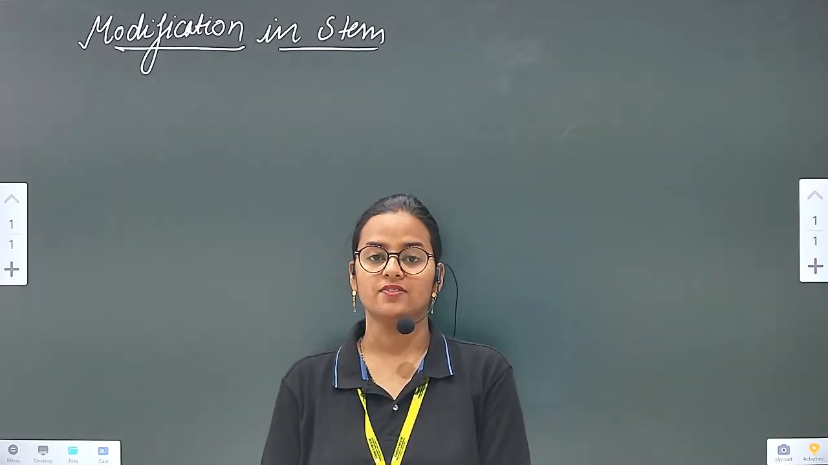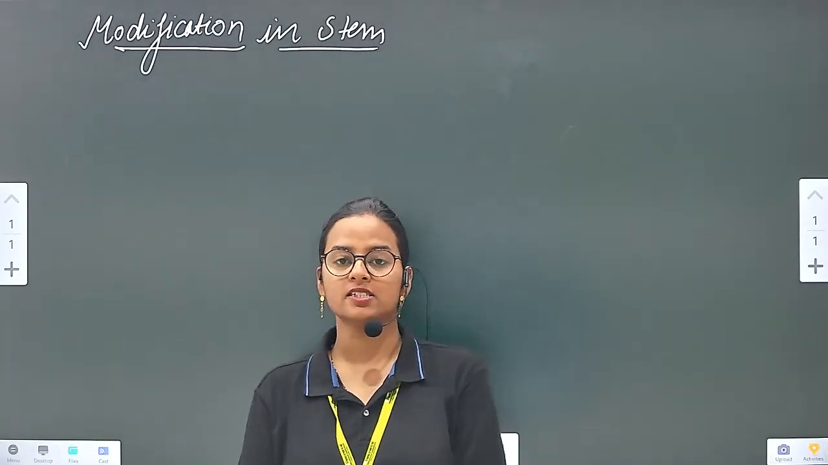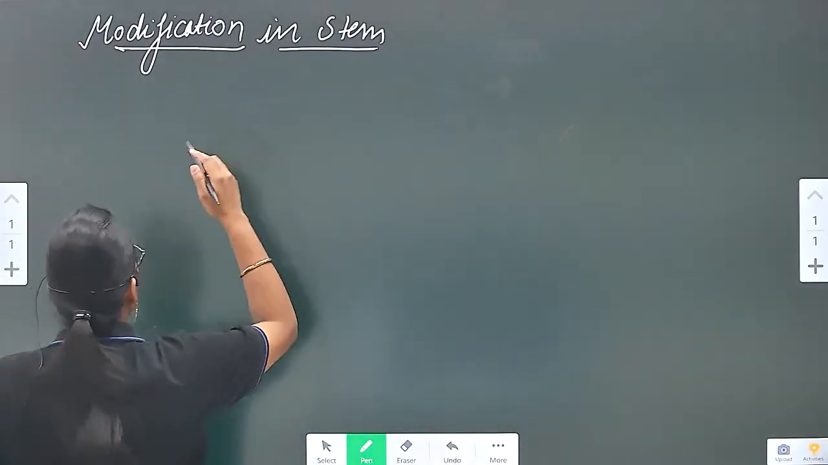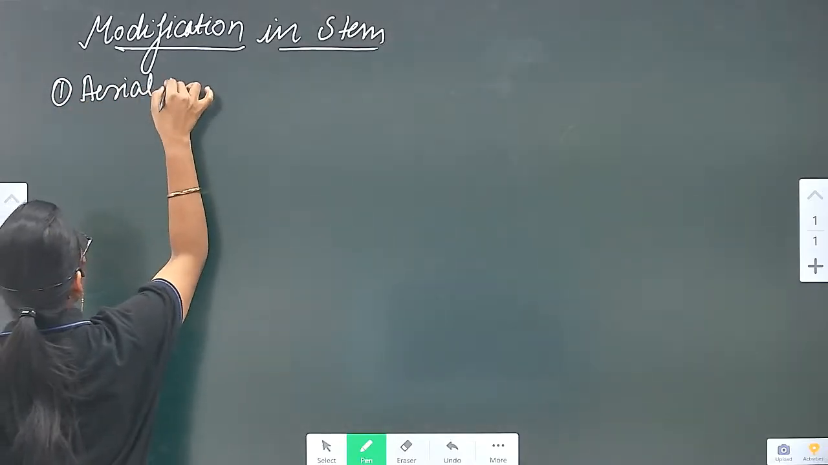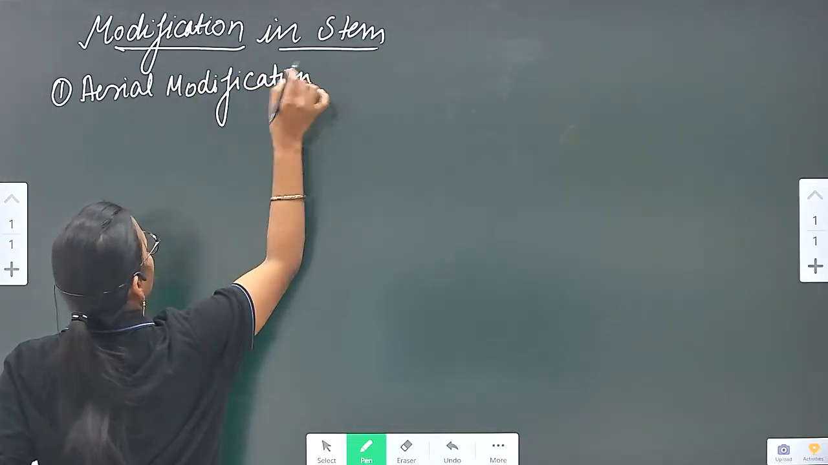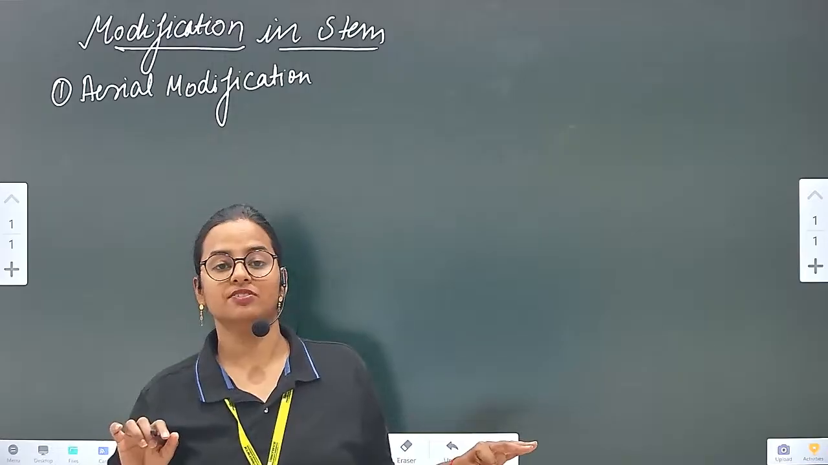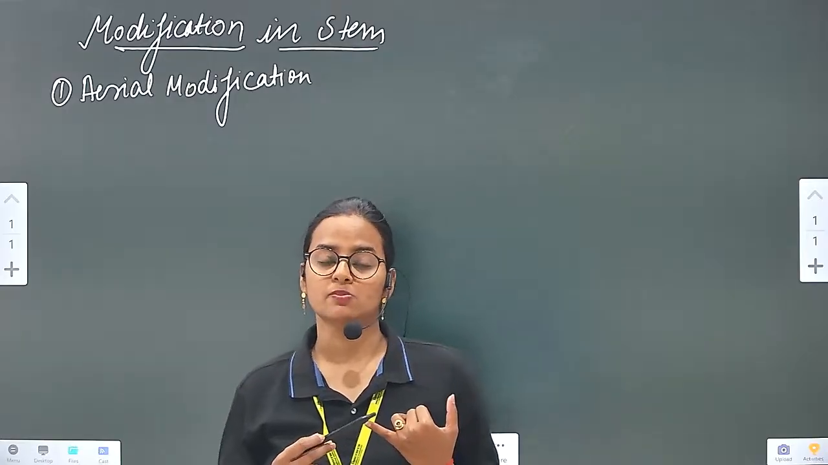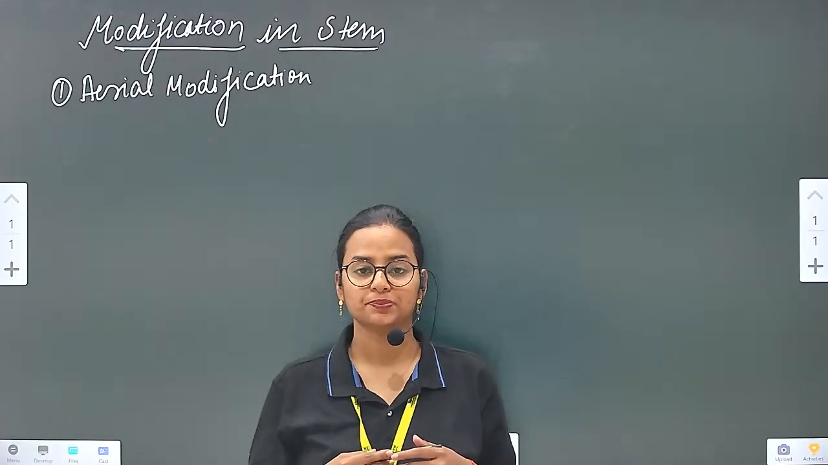So, yesterday we started with the stem part, and now I am going to start with modification of stem. Number one is the aerial modification in stem. In aerial modification, we have certain structures found in the plant, such as tendrils, which are meant for support and help the plant climb upwards.